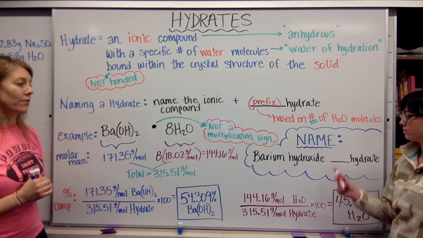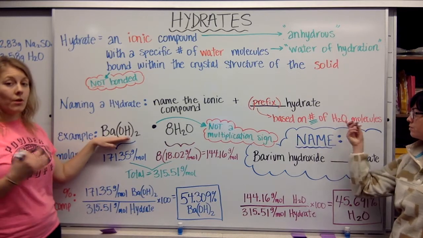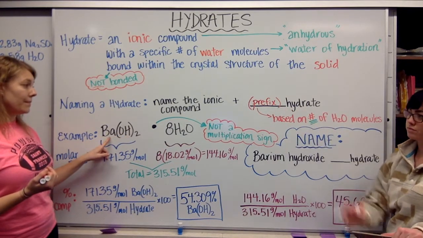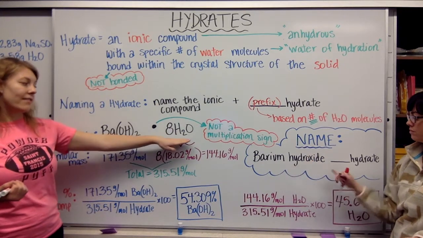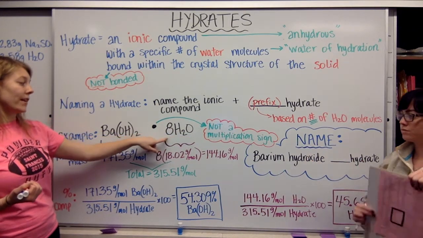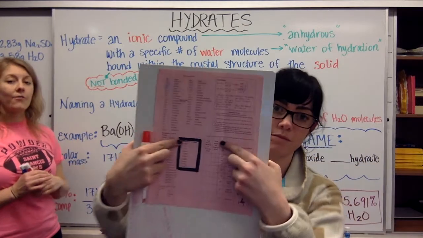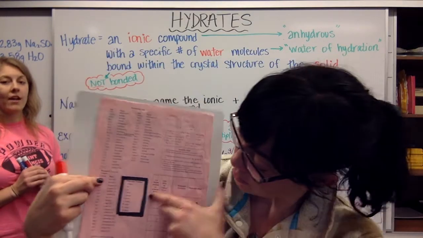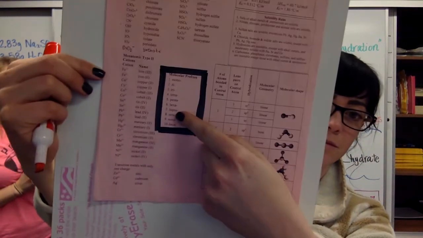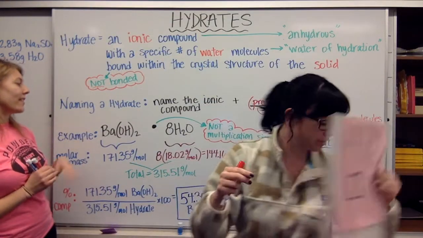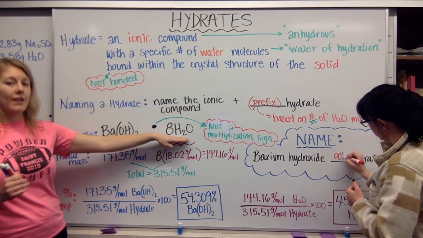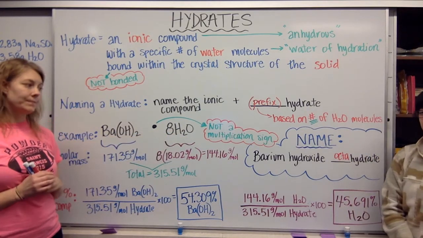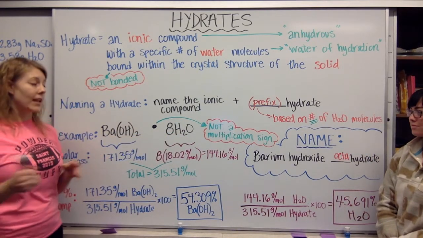Now, how do we name that? Ba(OH)2, hopefully you remember, is barium hydroxide. Okay, so barium hydroxide. This is our hydrate, so we just need to know the prefix for 8. And we get that from the back of our periodic table, right? We saw those with molecular compounds. And we find 8, and we say that this is barium hydroxide octahydrate. The octa is for 8. Okay? So pretty simple naming.